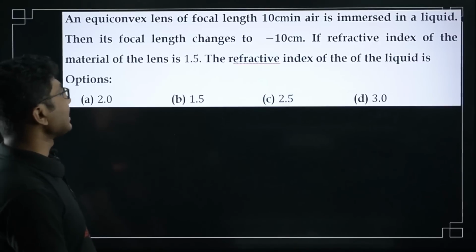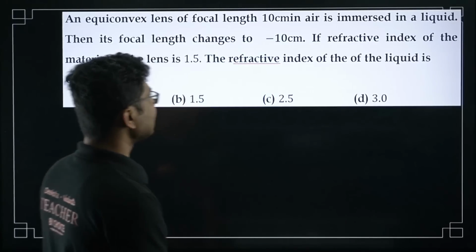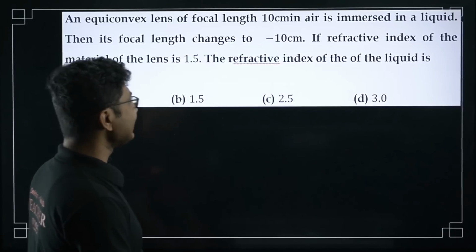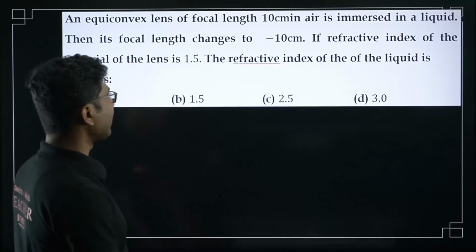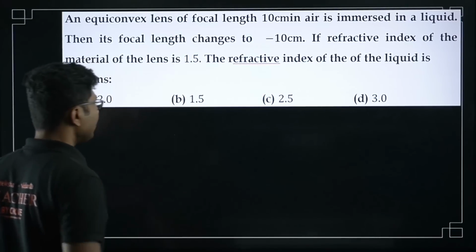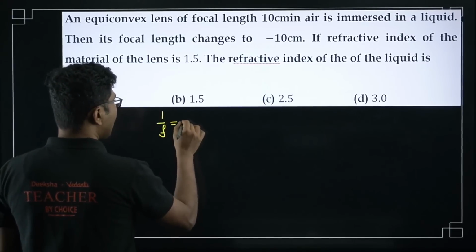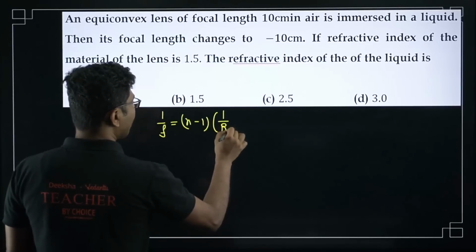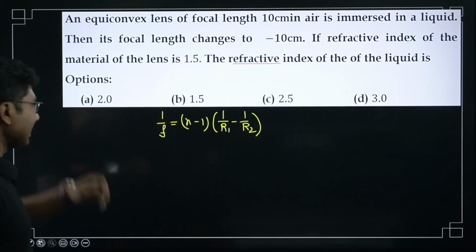An equiconvex lens of focal length 10 cm in air is immersed in a liquid. Then its focal length changes to -10 cm. If the refractive index of the material of the lens is 1.5, the refractive index of the liquid is. So let's see, we know that 1 by f equals (n minus 1) times (1 by R1 minus 1 by R2). Okay, so this is the initial condition.